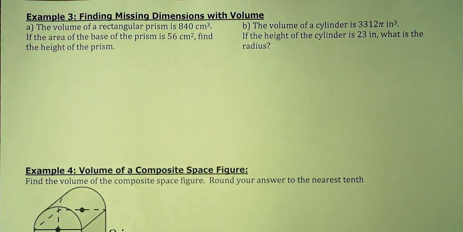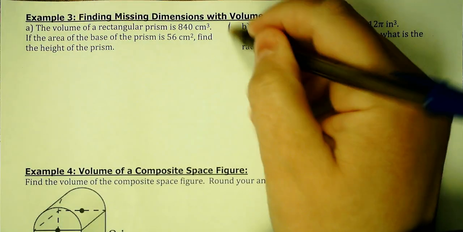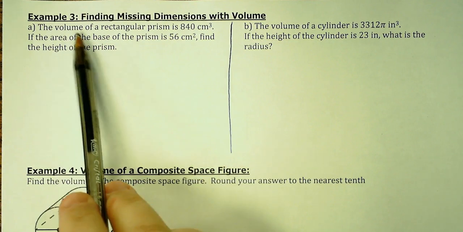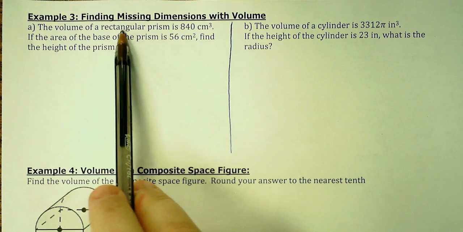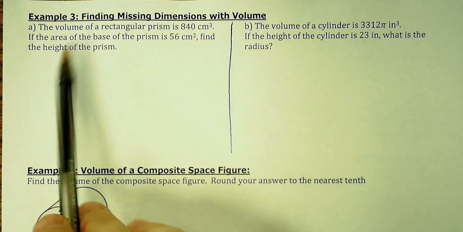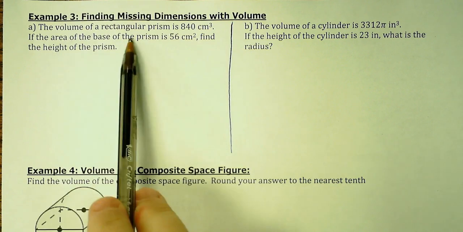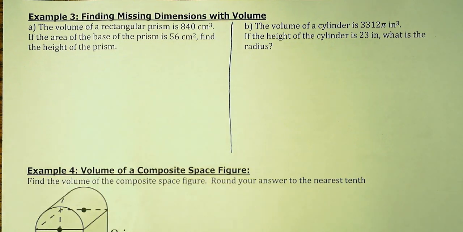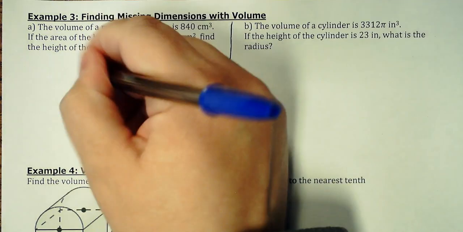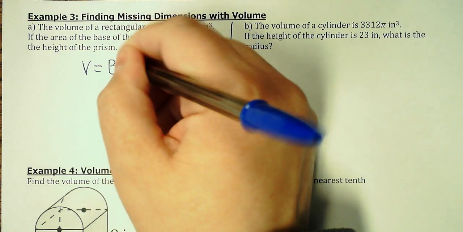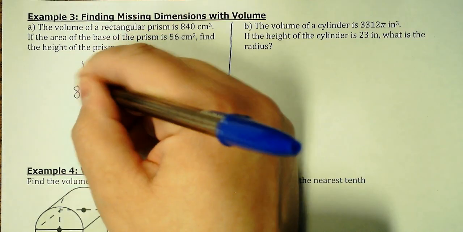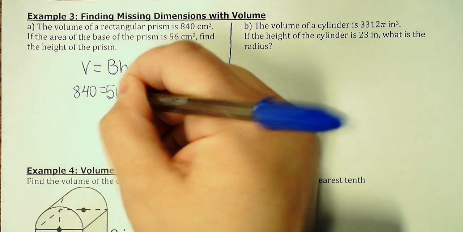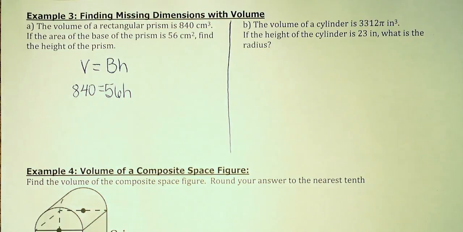And my next example is 2 work backward problems. So this says the volume of a rectangular prism is 840 cubic centimeters. If the area of the base of the prism is 56 centimeters squared, find the height of the prism. So here's your volume formula. They give me the volume, and they give me the area of the base is 56, so I'm just going to plug that in for B. And then we want to find the height.